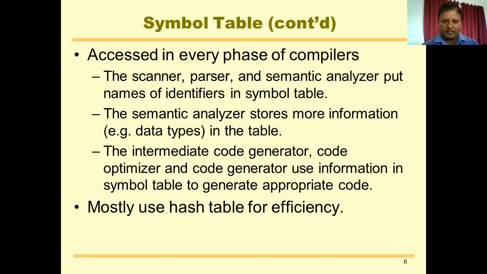Semantic analysis stores more information; for example, the data type is also stored in the symbol table. The intermediate code generator, code optimizer, and code generator use the information in the symbol table to generate the appropriate code. With the help of the symbol table, the intermediate code and target code are generated. Mostly the symbol table is implemented as a hash table, for the efficiency of the compiler.